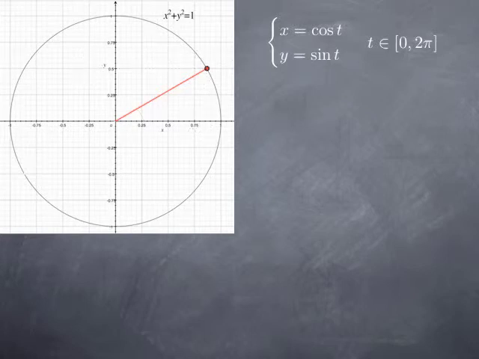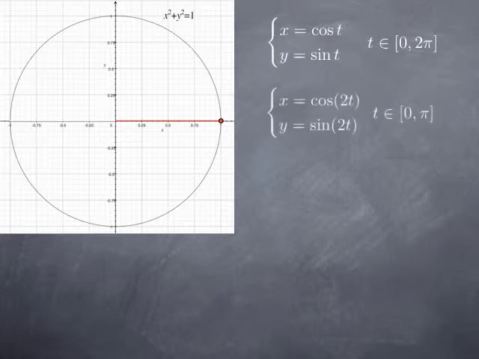Now, let me restart here at time t equals 0, or angle t equals 0. So when t is 0, x is 1 and y is 0, and as t increases, you see that x is going to decrease and y increase, and then y decreases, and so on. And so we describe the circle exactly once.